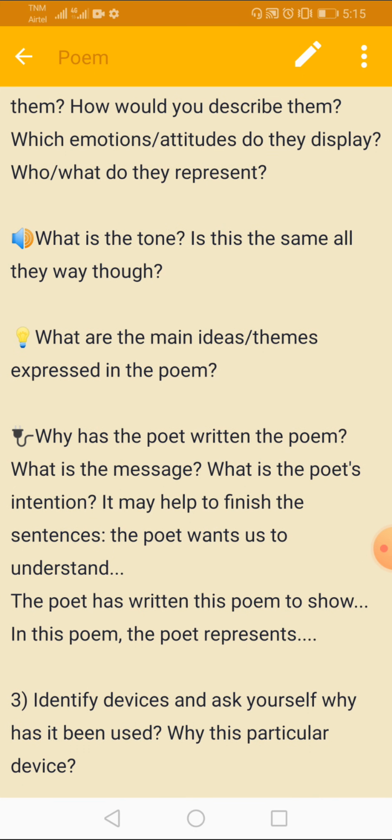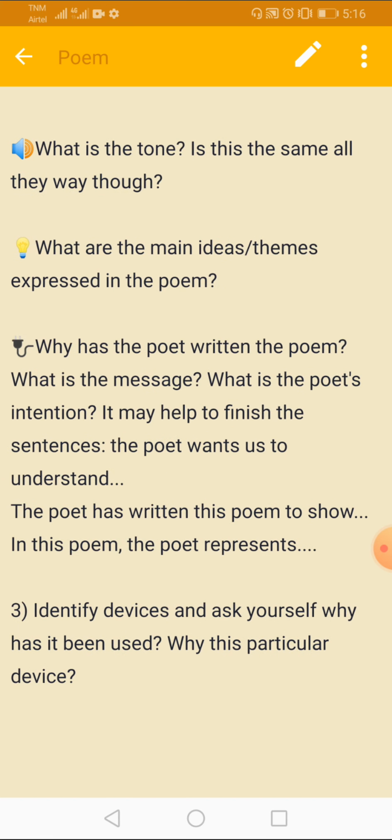And what is the tone? Is it the same all the way throughout the poem, or does it change from one stanza to the other? You have to be asking yourself that question. And what are the main ideas of the poem? Is it about love? Is it about hatred? Is it about pestilence? Is it about poverty? And why has the poet written this poem? What is the poet trying to achieve by writing this poem? What is the message of the poem? What is the intention of the poet?